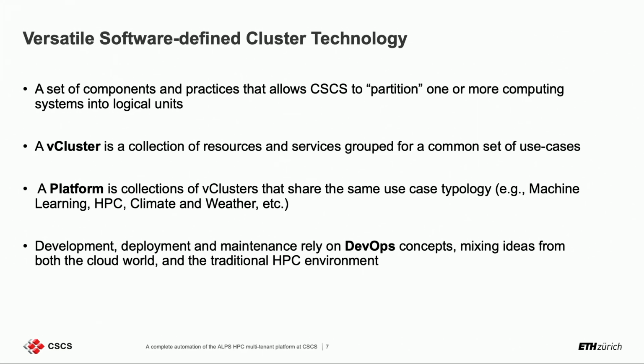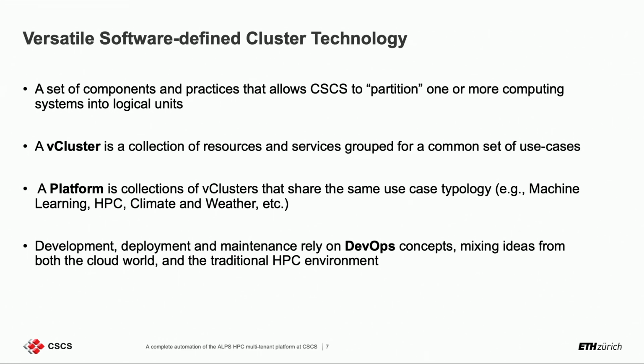Now, a vCluster can be summarized in these points. It is a set of components and practices that allow us to partition the full amount of nodes that we have, done by using the technology that the Alps supercomputer provides us. A vCluster is defined as a collection of resources and services grouped together by a common use case, for example machine learning, or weather and climate. A group of vClusters sharing the same use case becomes a platform. A platform is something that we offer to the communities that at CSCS want to do their job. And all of this is intended to be managed with a fully DevOps concept.